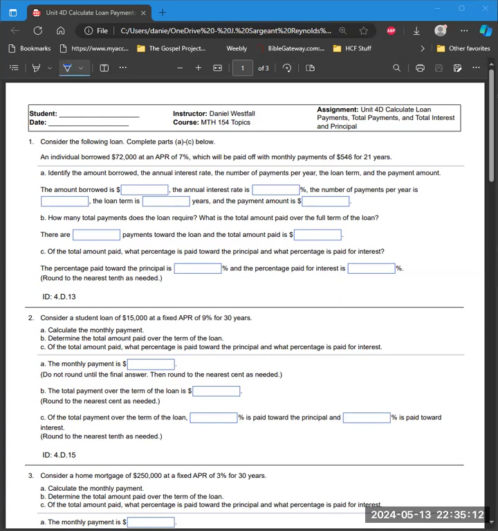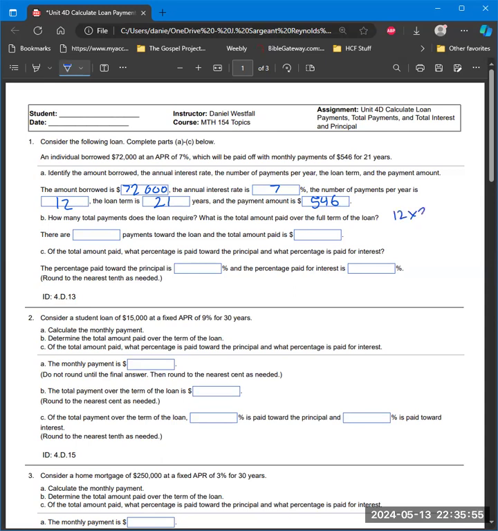An individual borrowed $72,000 at an APR of 7%, which will be paid off with monthly payments of $546 for 21 years. So the amount borrowed here was $72,000. The annual interest rate was 7%. The number of years that they borrowed the money for was 21 years, and they're making 12 payments a year, and the monthly payment is $546. How many total payments does the loan require?